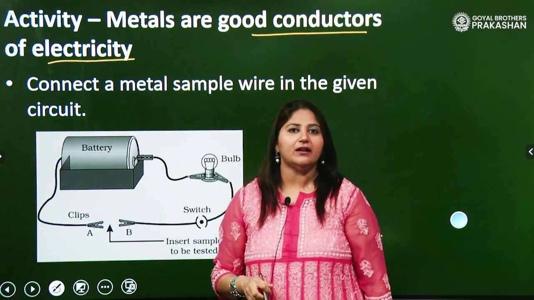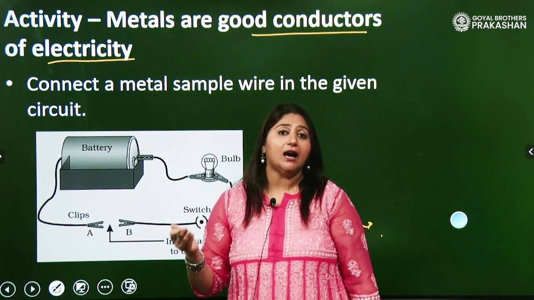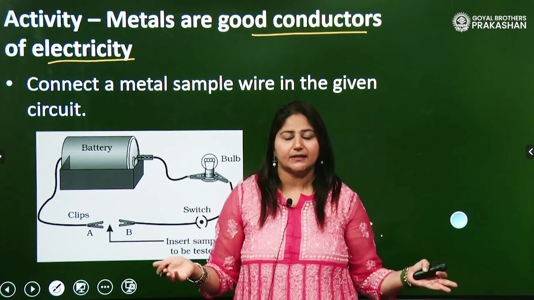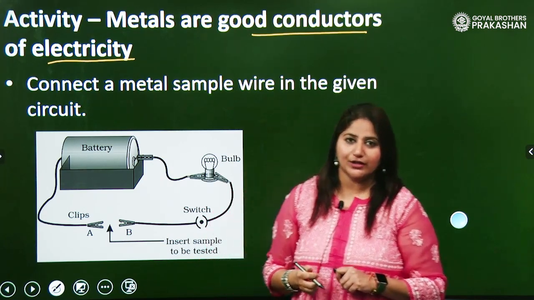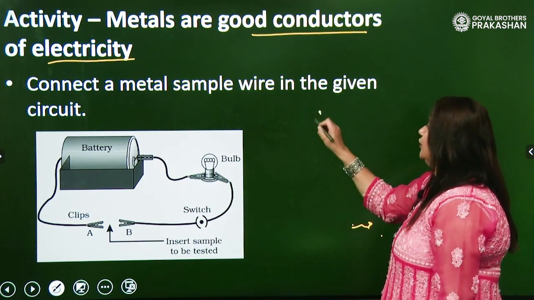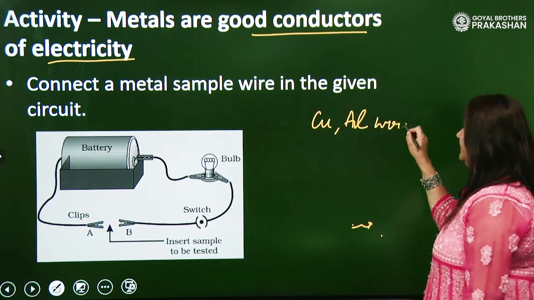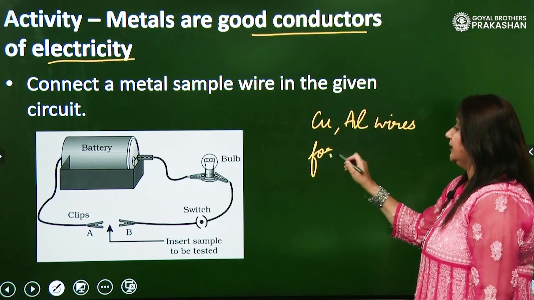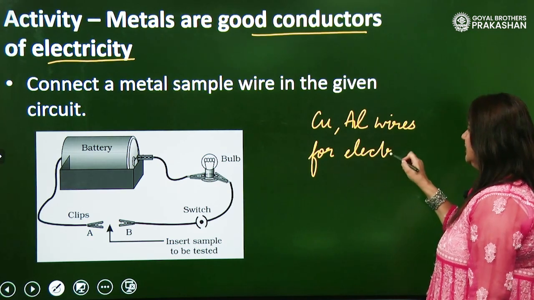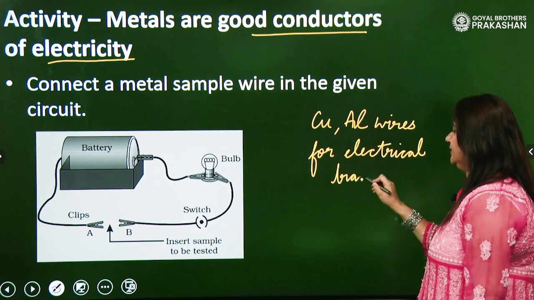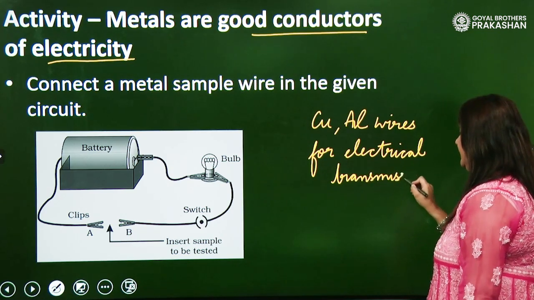Have you seen copper wires and aluminum wires? They are good conductors of electricity. That's why they are used in transmission lines. So, it's a very important reasoning question. Why do we use copper wire and aluminum wires for electrical transmission? Any guesses, children? What is the main reason?